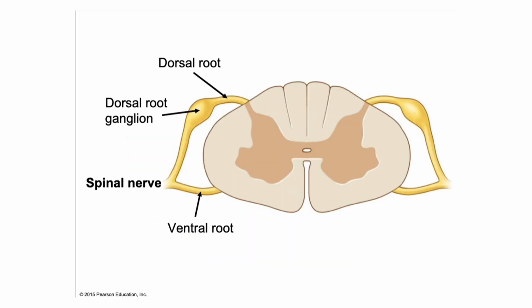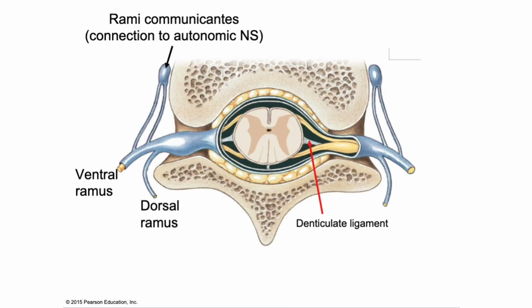Moving on, we have the dorsal root coming off of the dorsal horn. Then we have the dorsal root ganglion, which is that bulb-like extension of the dorsal root. And those structures feed into the spinal nerve, followed by the ventral root on the other side.